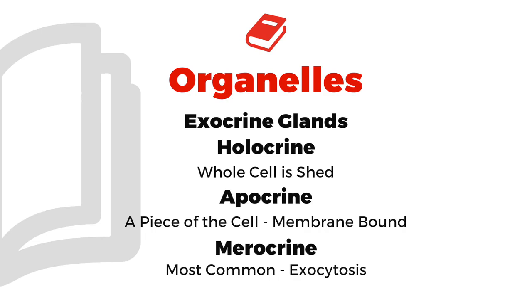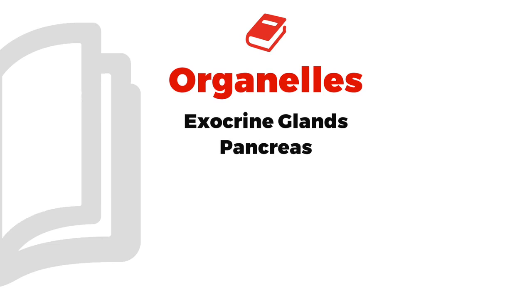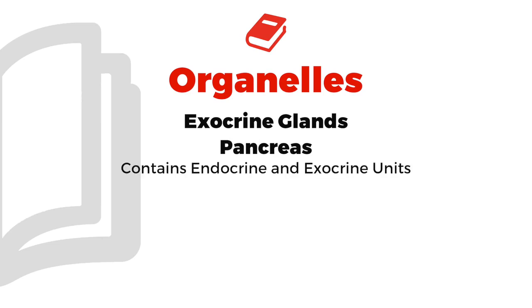Okay. Now you're going to see, guys, as it says in the notes here, the pancreas is unique in that it contains endocrine and exocrine units. We're going to get into that later on. But as you turn the page, you're going to see insulin and glucagon.